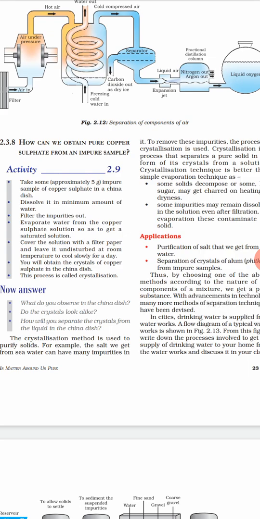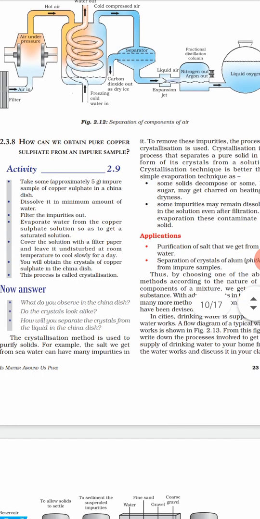Impure means some contaminating object will be mixed with it. Now dissolve it in a minimum amount of water. We have dissolved it. Then filter the impurities out.